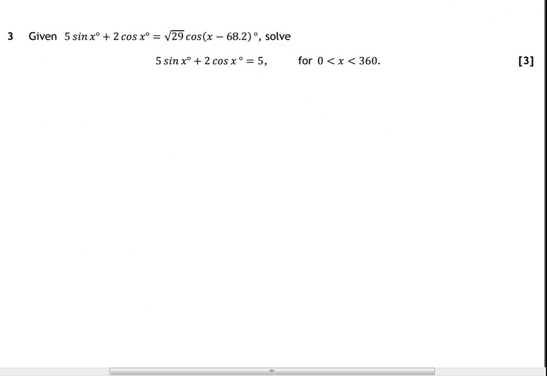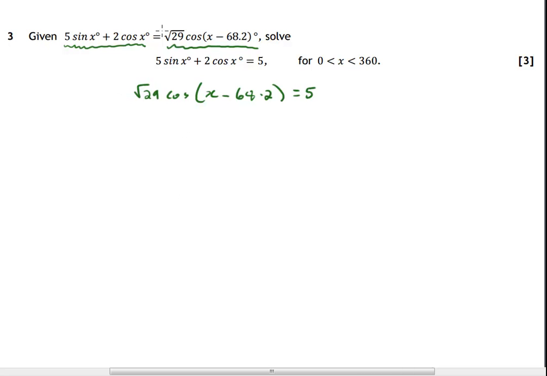And the final question for this assessment standard is another trig equation where this combination of trig terms, you're told it's possible to rewrite it like this, and the first step is almost done for you. To solve this equation, 5 sin x plus 2 cos x needs to be replaced with the square root of 29 cos(x - 68.2).